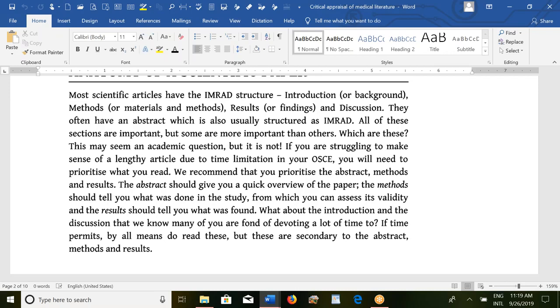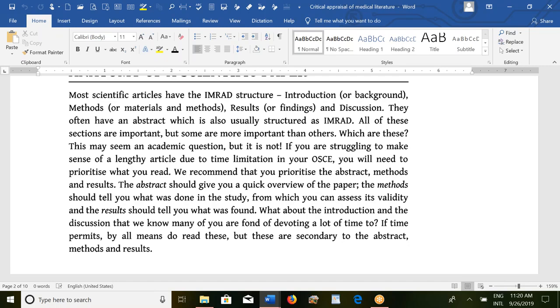No need to go to the introduction or the background, they will not ask you. The abstract is very important because it should give you a quick overview of the paper. The methods will tell you what was done in the study, from which you can assess its validity, and the results should tell you what was found.